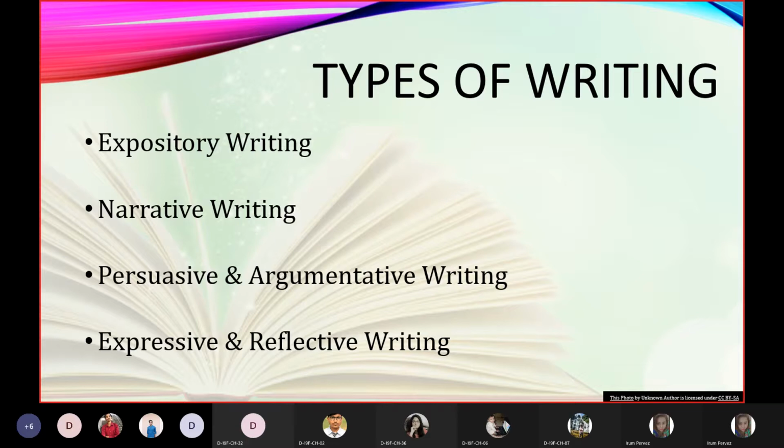As I told you, this is one of my most favorite topics to teach, because I believe since childhood we have been writing, and this is the only topic which makes us realize what the purpose of our writing was and what its kind was. So this slide is one of my most favorite.